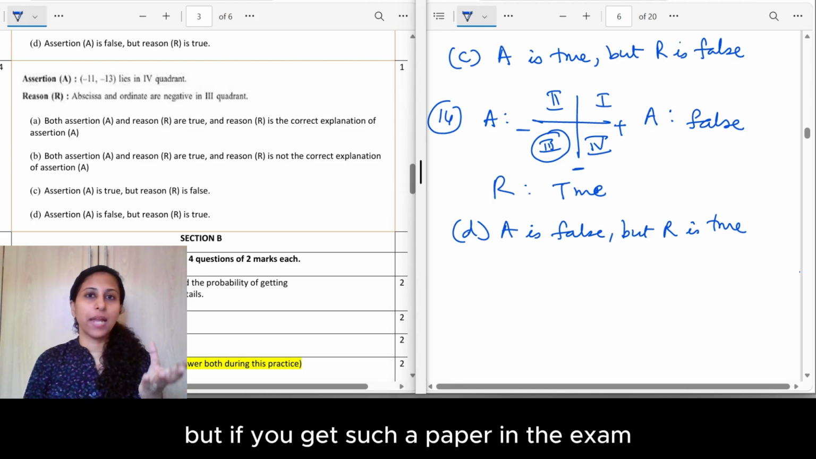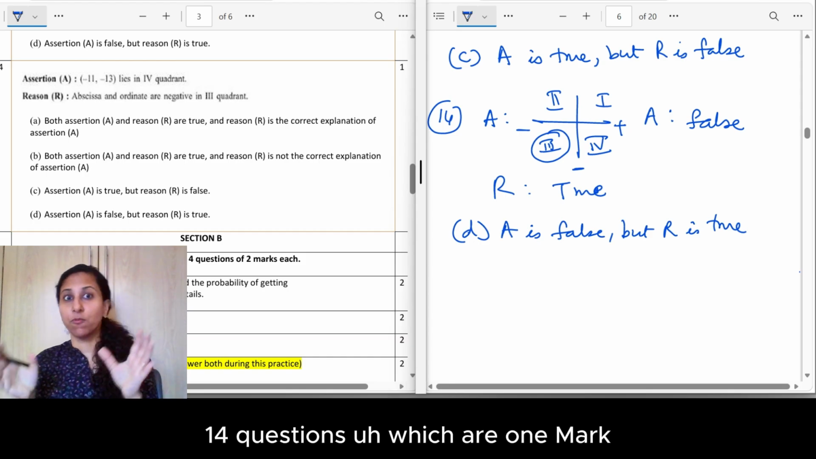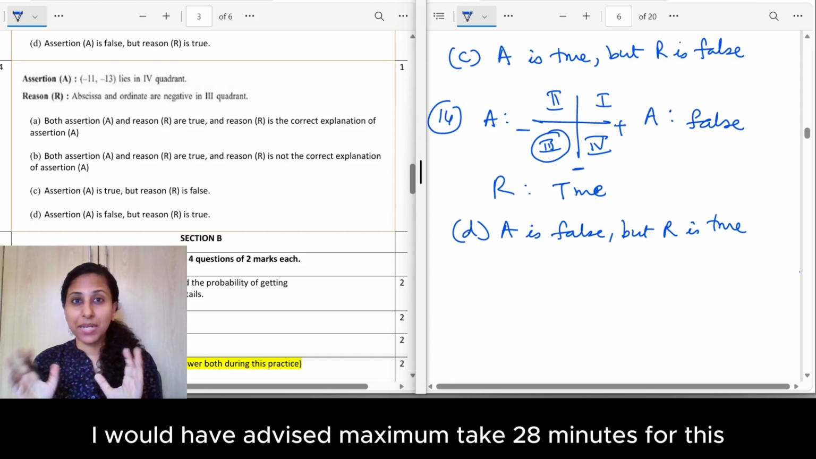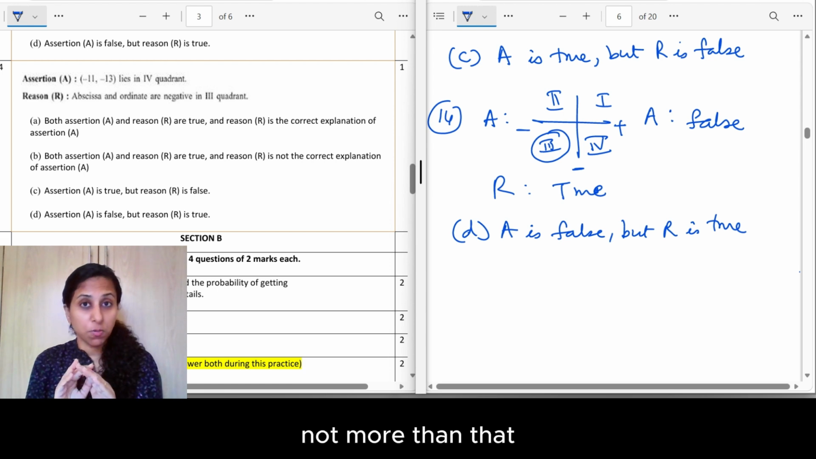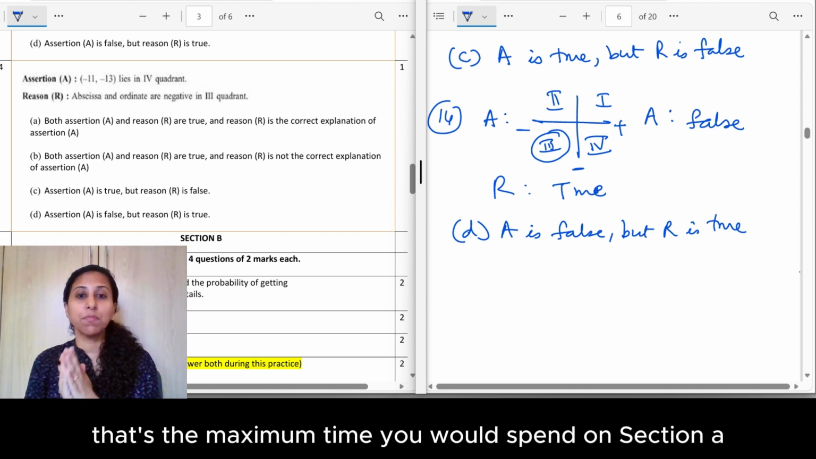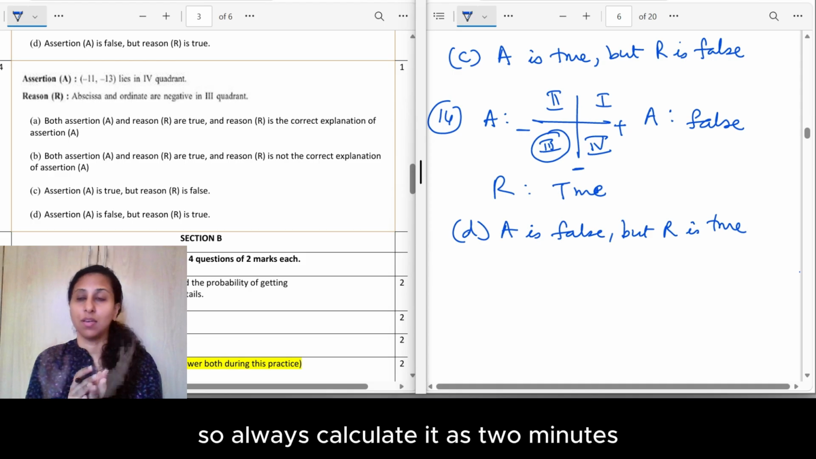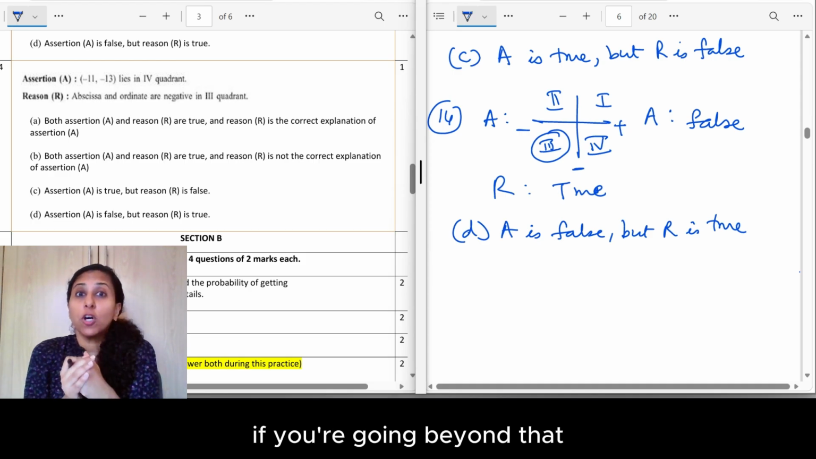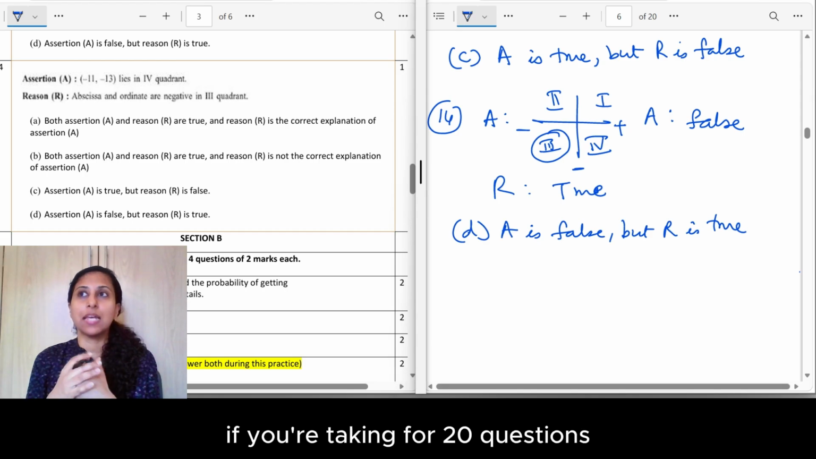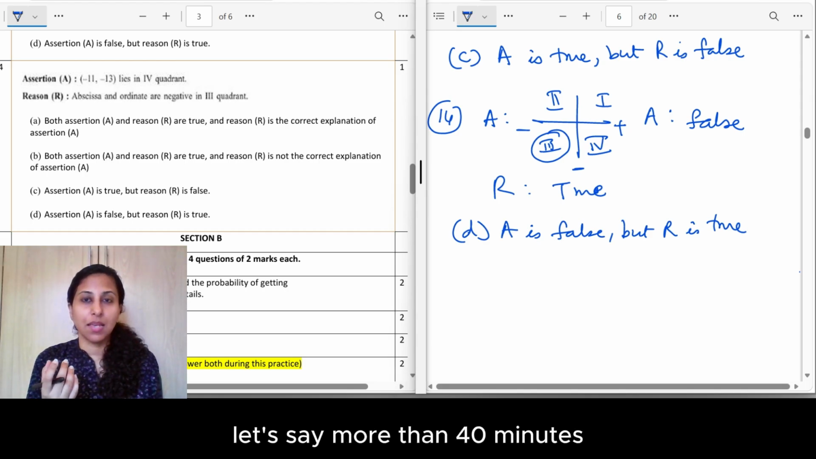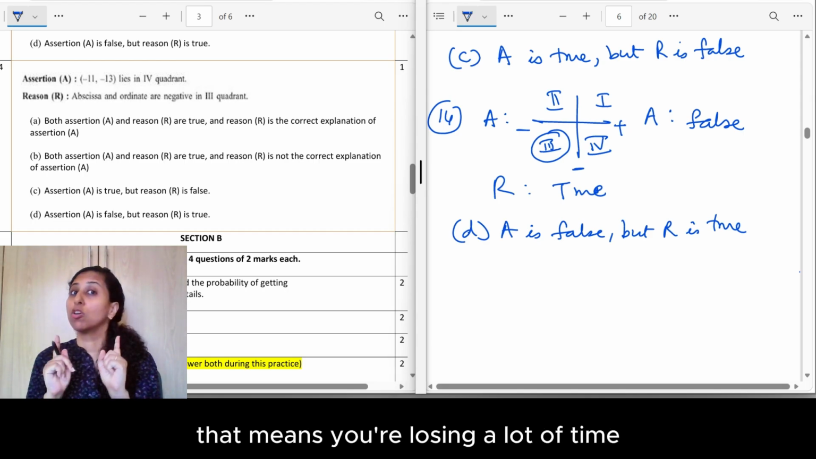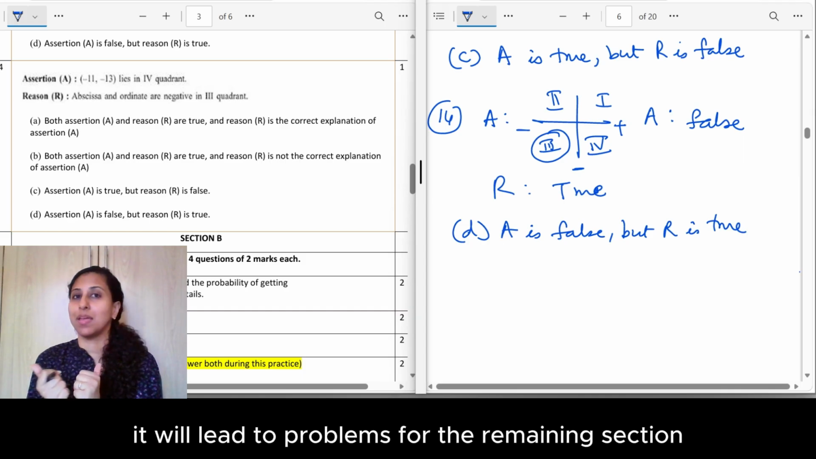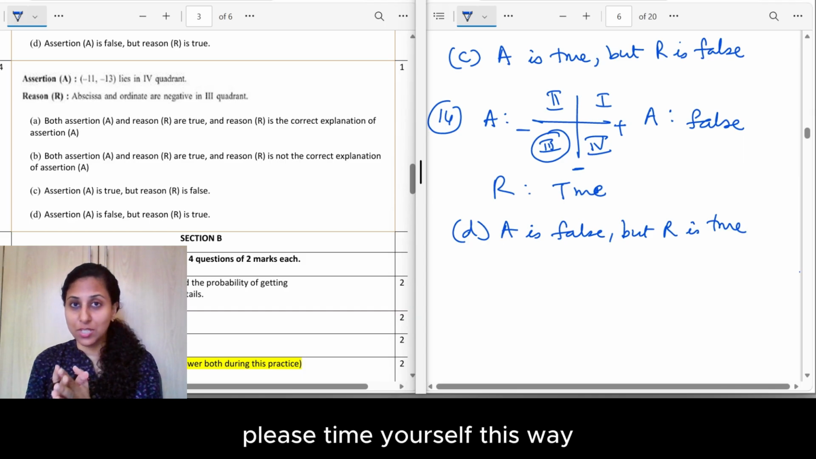But if you get such a paper in the exam, 14 questions, which are 1 mark, I would have advised maximum take 28 minutes for this, not more than that. That's the maximum time you would spend on section A. So always calculate it as 2 minutes per 1 mark question maximum. If you're going beyond that, if you're taking for 20 questions, let's say, more than 40 minutes, that means you're losing a lot of time on the 1 mark questions. It will lead to problems for the remaining section. Please time yourself this way.